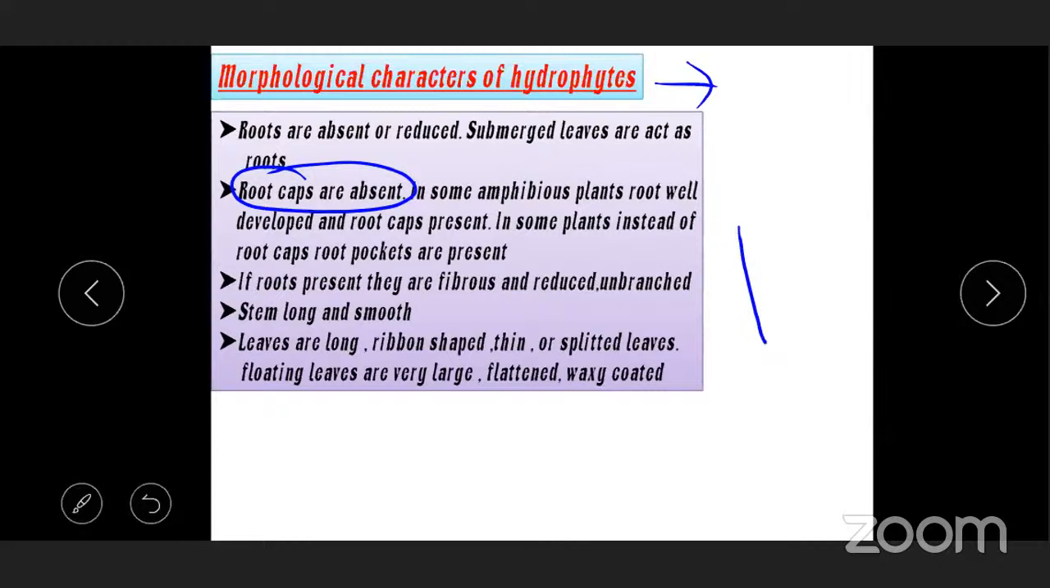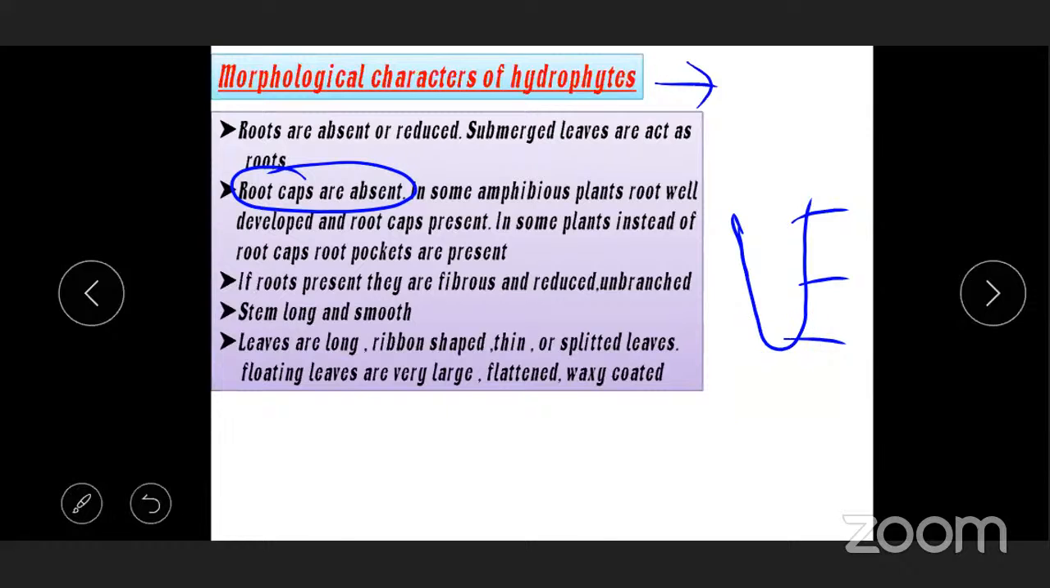If you observe the root structure, it has 3 regions: region of meristematic, region of elongation, region of maturation. The region of meristematic is covered by one cap-like structure, one flap, one protective structure. That structure is known as root cap. We know that roots are absent, so automatically root caps are also absent in hydrophytes.